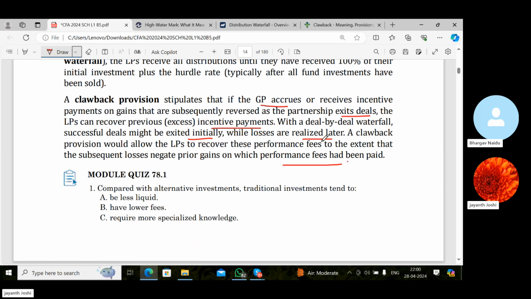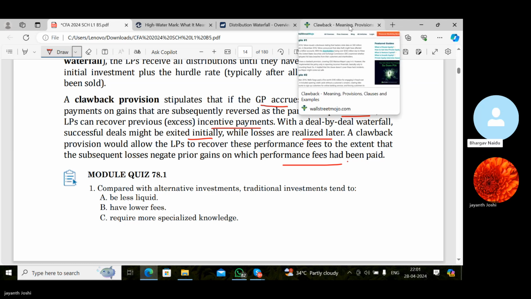That means if they have lost some money, we saw that, right, 460, it has gone down. So the clawback provision would make the GP pay back that money, if he has to. Are you understanding? Yes, sir.